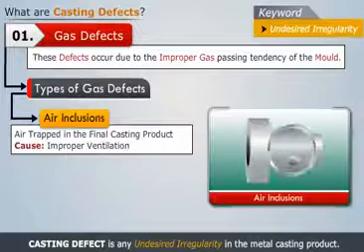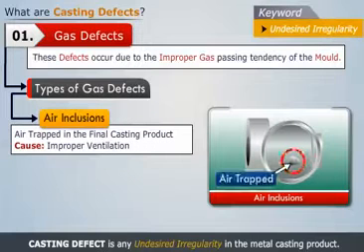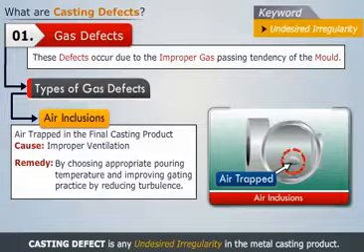Air inclusion is air trapped in the final casting product caused by improper ventilation during the casting process. They are controlled by choosing appropriate pouring temperature and improving gating practice by reducing turbulence.